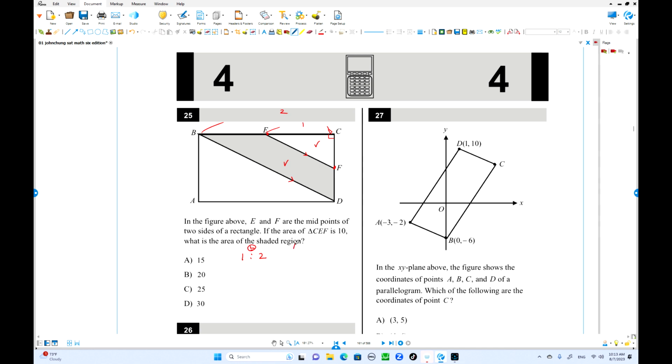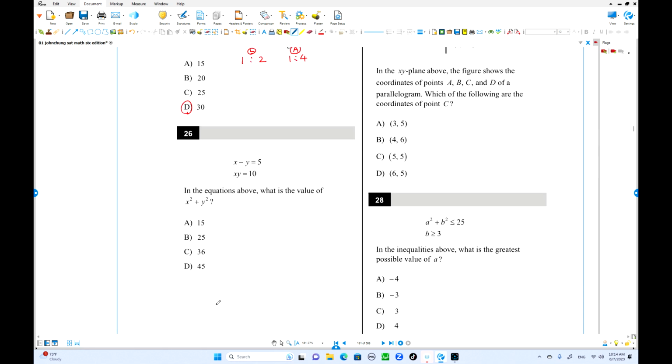What is the ratio of the areas of these similar triangles? 1 squared to 2 squared, 1 to 4, right? If this area is k, the other area is what? 4k. The whole thing is 4k minus k, which is what? The region in terms of k is 3k. CF, this is the area of 10. This area is how much? 3 times 10, which is 30, right? Yeah, that's the answer. Okay, choice D. Now let's move on to number 26.